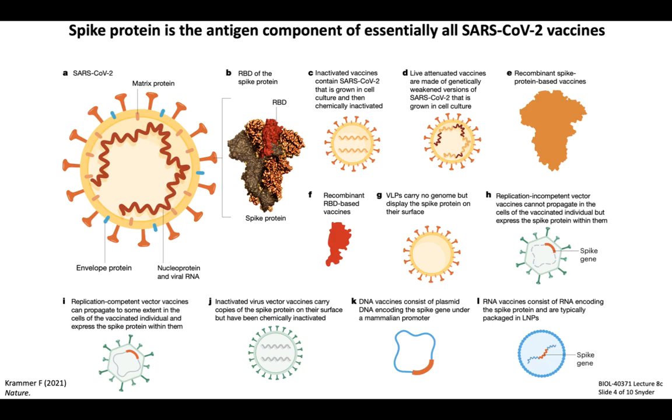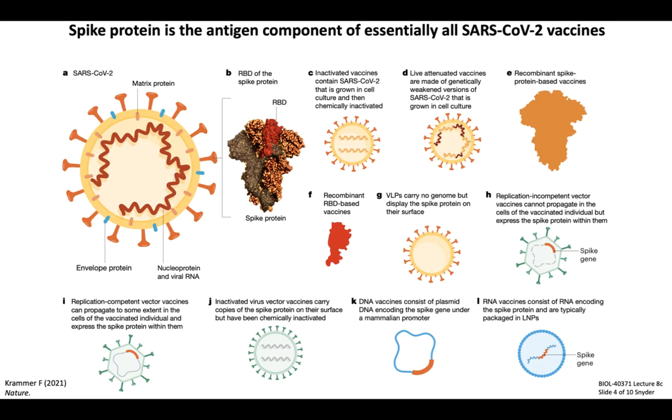The current SARS-CoV-2 vaccine candidates come in all sorts of different forms, which fit with the main categories of vaccines that we first introduced in Lecture 8b. These include killed vaccines in Panel C, live attenuated in Panel D, and spike subunit and virus-like particles in Panels E, F, and G. There are also viral vector vaccines, which use something like an adenovirus to express nucleic acids encoding spike in host cells, and these are shown in Panels H through I.